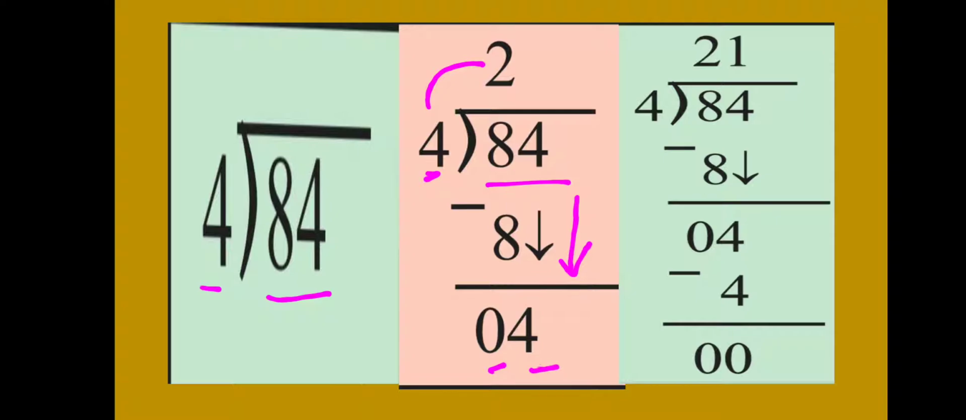Take this 4 down. Now we shall be dividing this 4. Say the multiplication table of 4 till you get 4. 4 1s are 4, we got here. So 4 minus 4 is equal to 0.